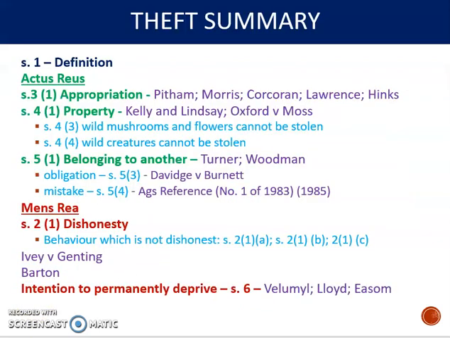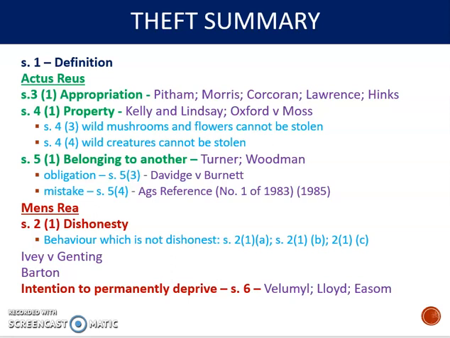On this slide then, we've got a theft summary. I would recommend, because this area is so big, there's so much to theft in so many cases, it'd be a really good idea for you to go back to a previous video tutorial where I just went through all of the law on theft, all of the cases. We've only got time for a quick recap here.